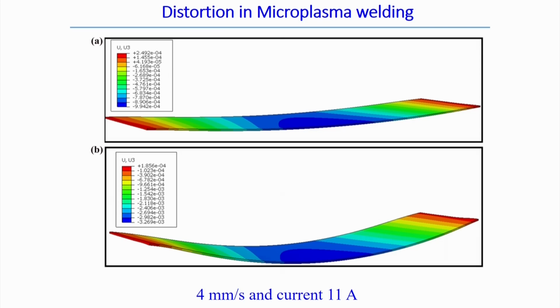process. Here you can see the distortion pattern of a 500 micrometer thickness sheet, which has been welded by microplasma welding, and we try to predict the distortion field. One case shows a distortion that is not much of a flat pattern, while in other cases the bending is more. My point is that, irrespective of the magnitude of the maximum distortion, the difference between maximum and minimum is less in one case and very high in the other.